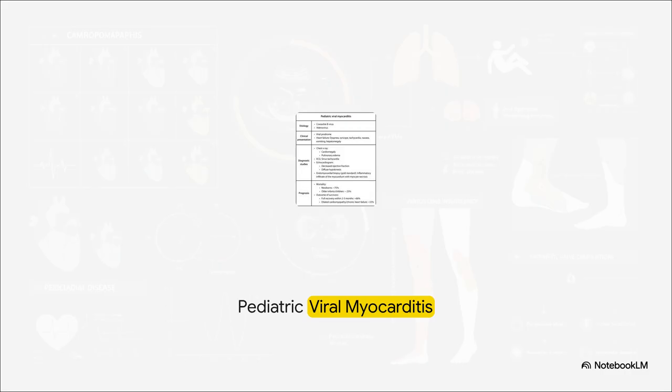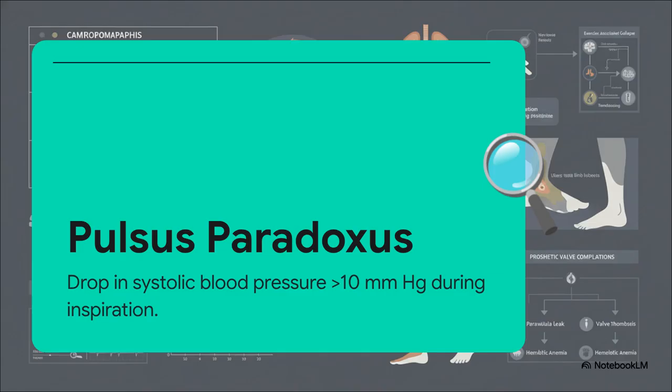Echo is going to show a globally decreased ejection fraction with diffuse hypokinesis. Cardiac MRI is a great tool here, showing late epicardial enhancement, but the absolute gold standard is an endomyocardial biopsy revealing a lymphocytic infiltrate with myocyte necrosis. Treatment? Immediate supportive care for the heart failure, and you escalate to temporary ventricular assist devices if they aren't bouncing back.